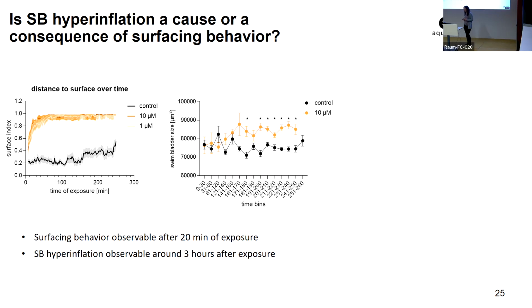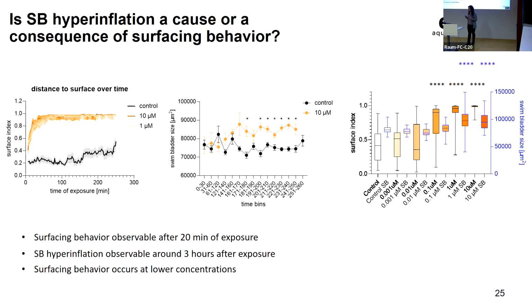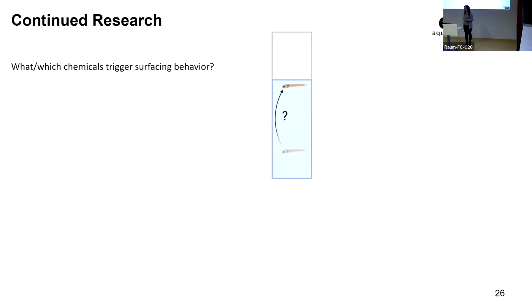And we also observed that the surfacing behavior occurred at lower concentrations than the swim bladder hyperinflation. So we could already observe this at 0.1 micromolar, while the swim bladder hyperinflation only occurred at 1 micromolar. So this means that swim bladder hyperinflation is a consequence of the surfacing behavior. So we are now, of course, very interested in what actually triggers this surfacing behavior, and there we would like to look at further chemicals and other water conditions.